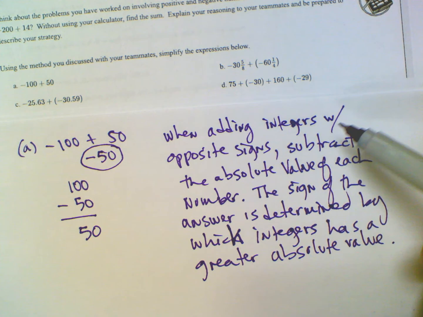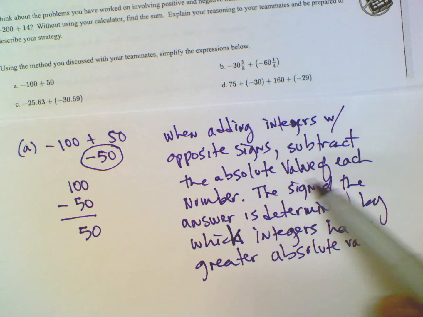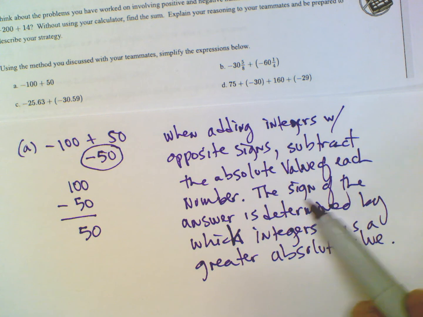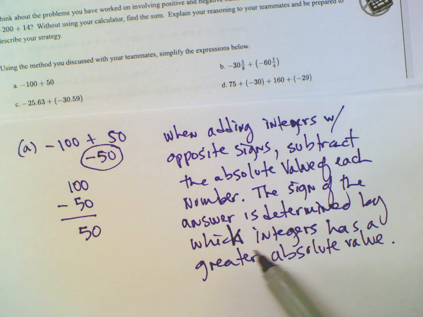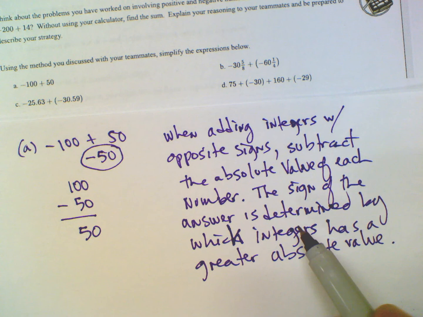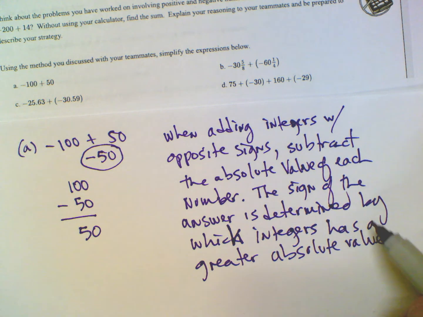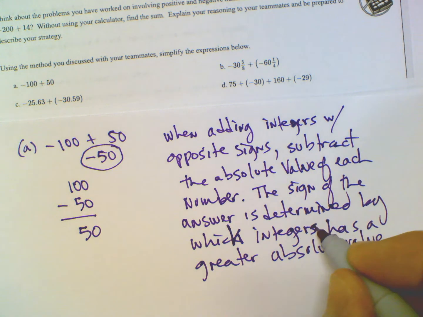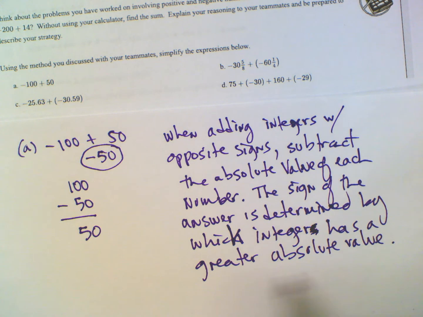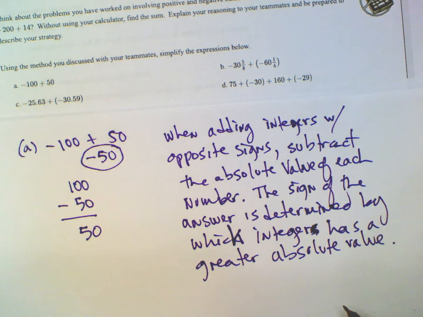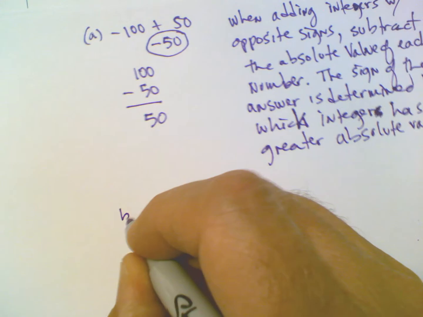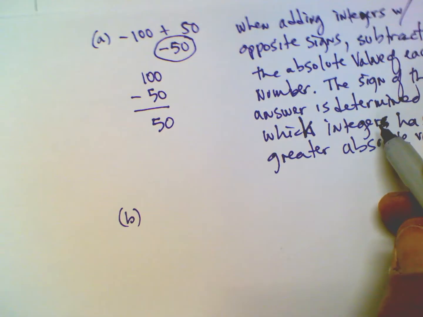So when adding integers with opposite signs, subtract the absolute value of each number. The sign of the answer is determined by which integer has a greater absolute value. There we go, so that's A. So B, let's keep going now that we have that rule.